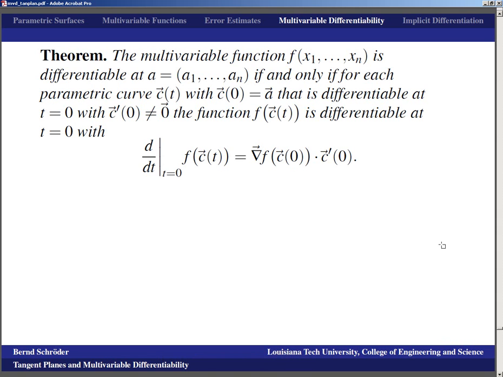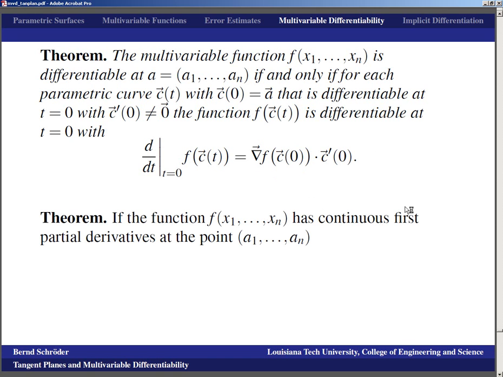Okay, we're back. Thank you for your patience there. Here we take the gradient of f at c of 0 dot c prime of 0, and we're going to see, as we revisit our example, that this can help explain things geometrically a little bit more.